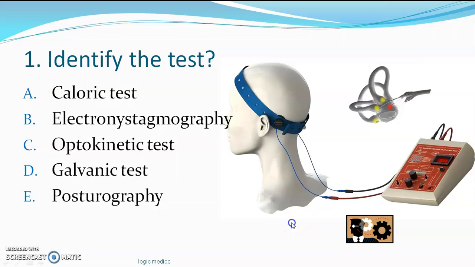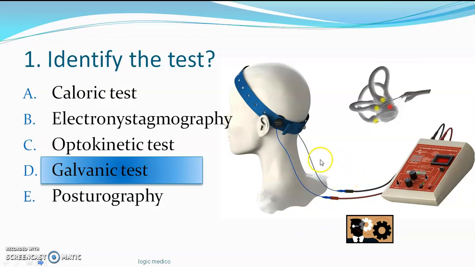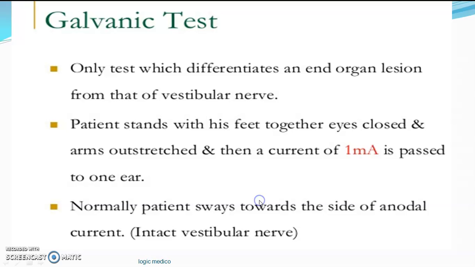Your time is almost up. It's called galvanic. So what is this galvanic test? Let's see. It is the only test which is used to differentiate an end organ lesion from that of the vestibular nerve lesion. The patient stands with his feet together, eyes closed and arms outstretched, and then a current of 1 milliampere is passed to one of the ears through the electrode which you saw in the previous picture.